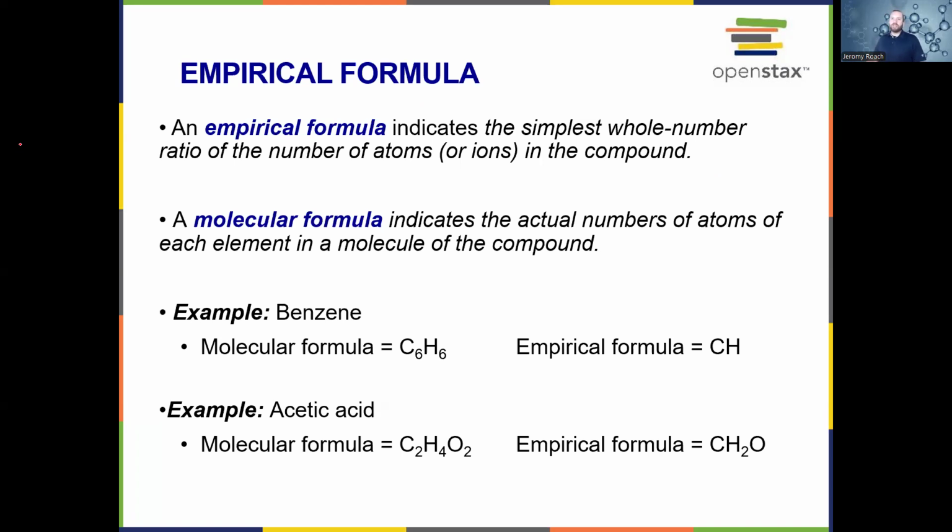If we have acetic acid, C2H4O2, the empirical formula for that is CH2O. And here we're dividing by 2. So we divide carbon, C2 divided by 2, we get C. H4 divided by 2, we get H2. And O2 divided by 2, we get O. So the empirical formula reduces the molecular formula to its lowest whole number ratio.